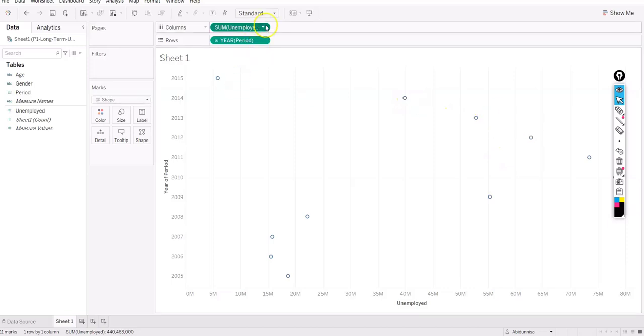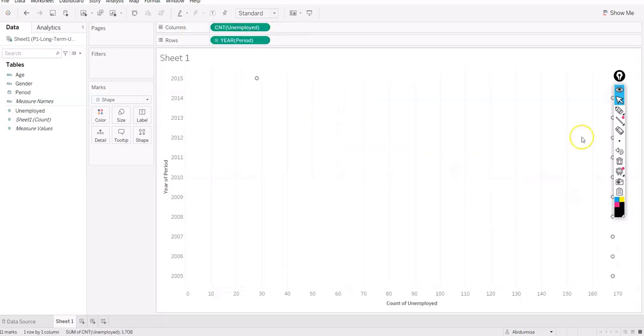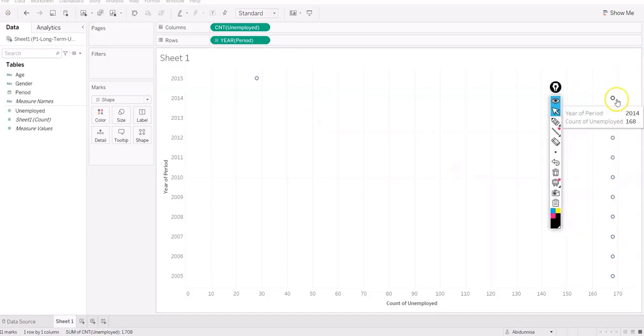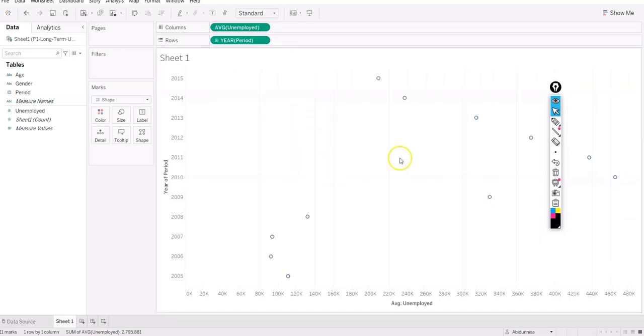Now suppose I don't want this sum. What do I want here? I want count. Okay, this is how it goes. So take the kind of chart that you think gives you a better inference. Definitely this will give us inference. We can see if there is any relationship between the people unemployed and the year that we are looking at. So this is how it goes, and I hope you have understood aggregation and granularity.